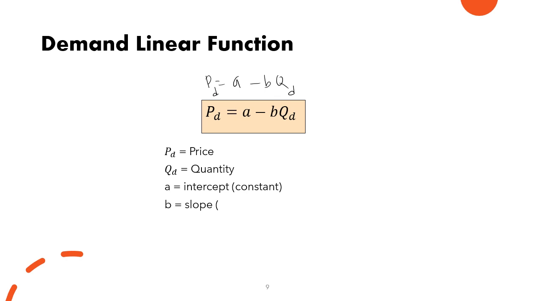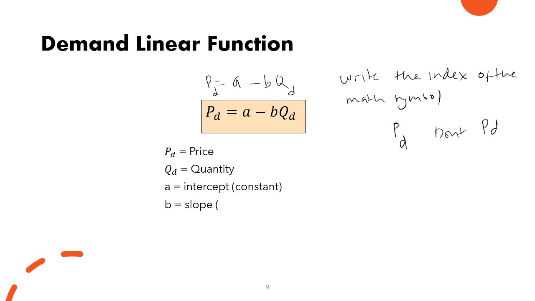So remember that when you write the index of the math symbol, always write it in subscript format, always down. So if I write p d, then the d should be down here. Do not write it as pd, so this becomes p times d. So don't do this. All right, remember that.